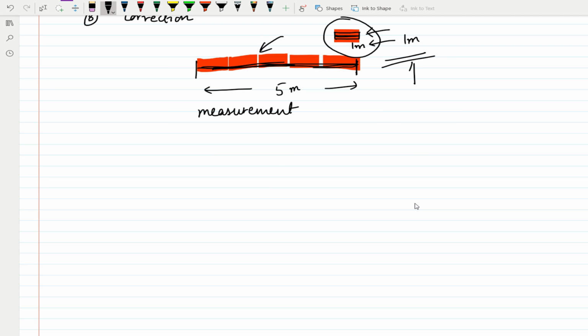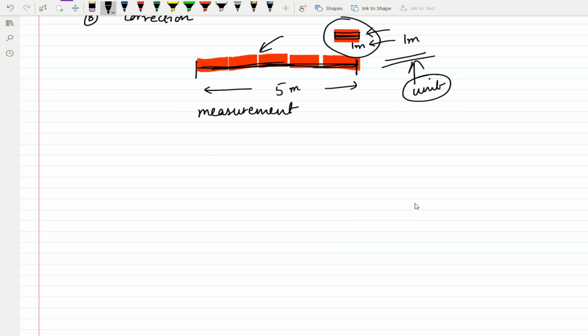Now this was used to measure the magnitude of this particular rod. So this is called a unit. So what is a unit? It is the quantity of a constant magnitude which is used to measure the magnitude of other quantities. So in this case, this was the unit which we used to measure the length of this rod.